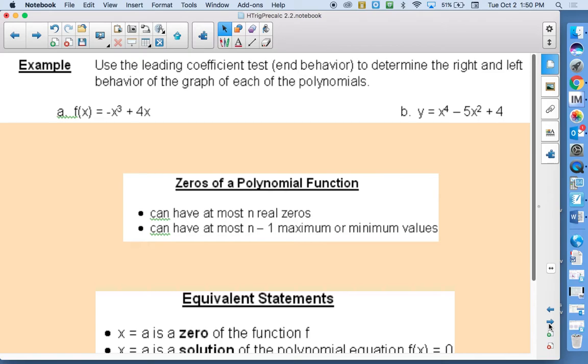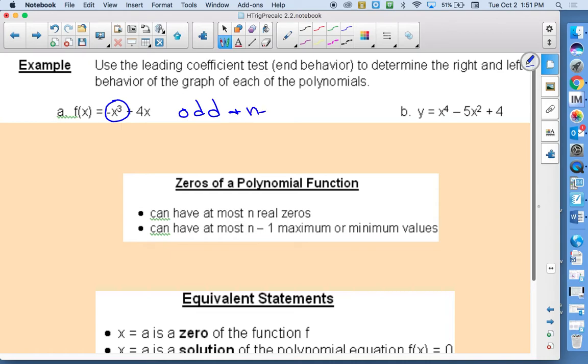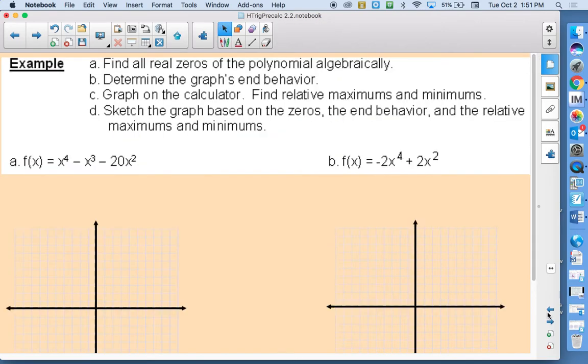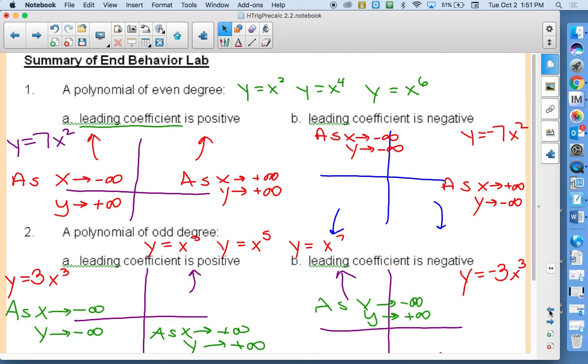So if we look at the first one, we have negative x cubed plus 4x. So looking at the largest power and the number in front of it. That largest power in this case is odd because it's a cube. The number in front is negative. So if you have this little chart out next to you tonight, you can look and find where it's odd and negative and then know what the end behavior should do.